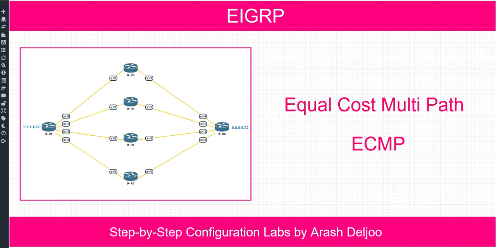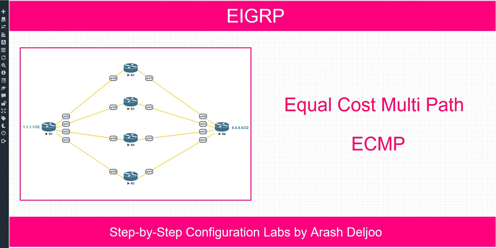EIGRP equal cost multipath. In this video, I'm going to show you how we can configure ECMP in EIGRP. You know that EIGRP by default supports equal cost multipath, or equal cost load balancing, but we can also enable unequal cost load balancing, which we will learn about in the next video.